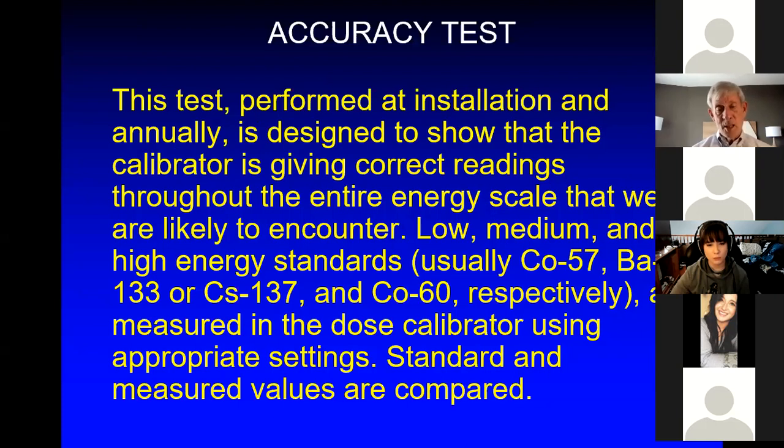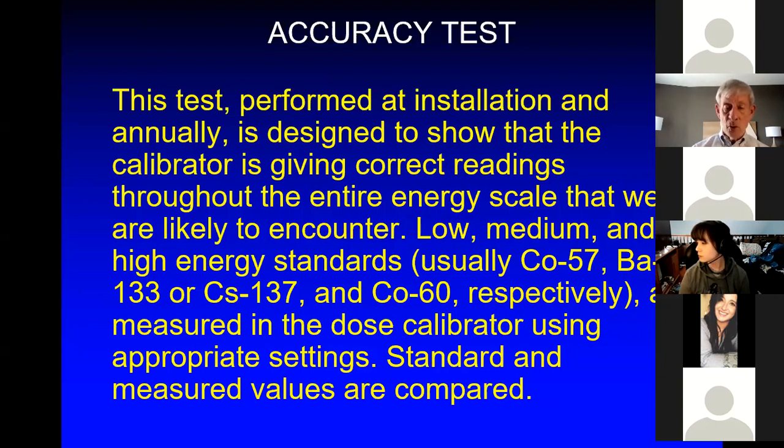So you'll note on the slide, cobalt-57, the energy is 122 keV, simulates technetium. Barium and cesium are in the hundreds. I think barium is around 400. Cesium is 662. And cobalt-60 is something like 1.3 million electron volts. So we have a low energy standard, a medium energy standard, and a high energy standard. And we are checking to make sure the calibrator is working properly at all those different energy levels.